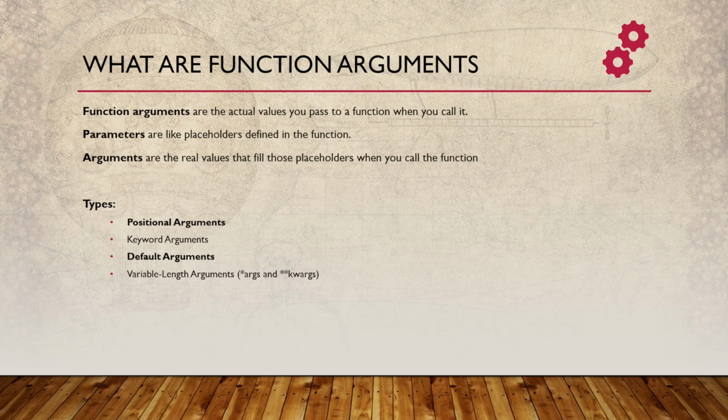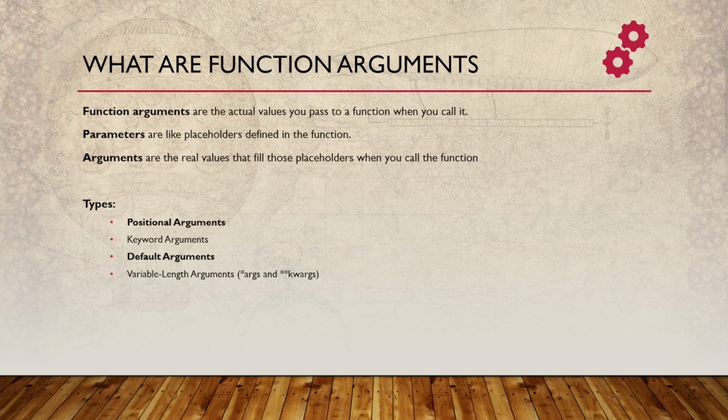Now, let's talk about what function arguments are. Function arguments are the actual values you pass to a function when you call it. These arguments are given to a function's parameters, allowing it to operate on different values each time it is called. The parameters are like placeholders defined in a function, and arguments are the real values that fill those placeholders when you call that function. You would understand this when you see the code.